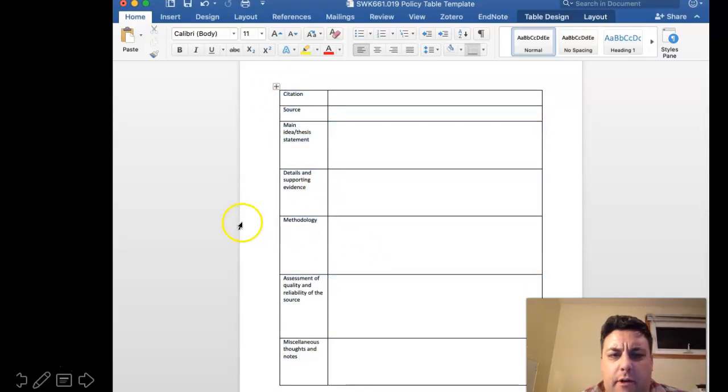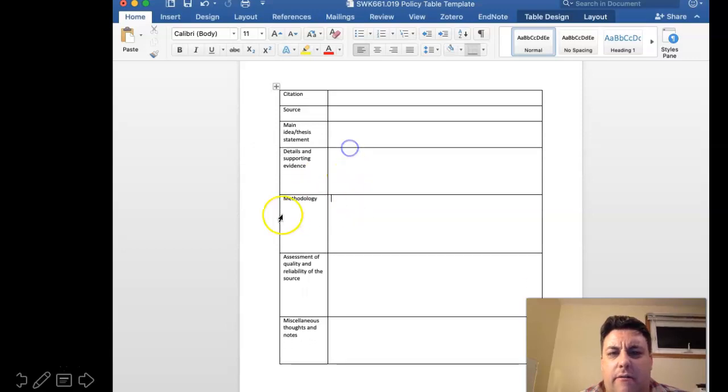to. Again, what you're looking for here is 20 sources. So I've got a box for the citation, so that when you go to write your paper, you can just transfer the reference over to the end of the paper. Information about the source, if you think that would be useful. Then a box for the big idea, the main idea, the thesis statement. This box could probably be smaller, if you want it to be. And then some information about details and supporting evidence. Then there's a box for methodology, so how did they arrive at the conclusions?